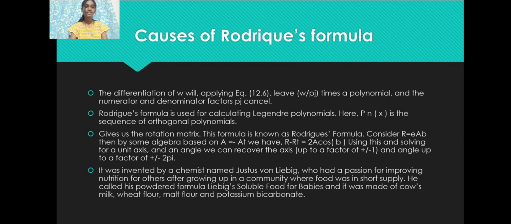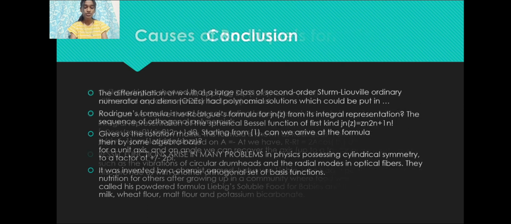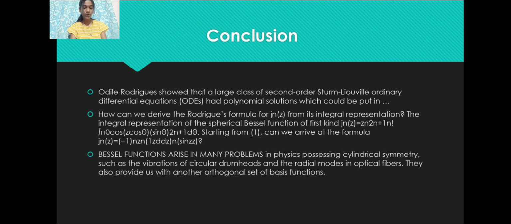So, by studying this, the conclusion is that Rodrigues showed that a large class of second order linear ordinary differential equations has polynomial solutions that could be put in a compact form. How can we derive the Rodrigues formula from the general representation and the integral forms of the Rodrigues formula?